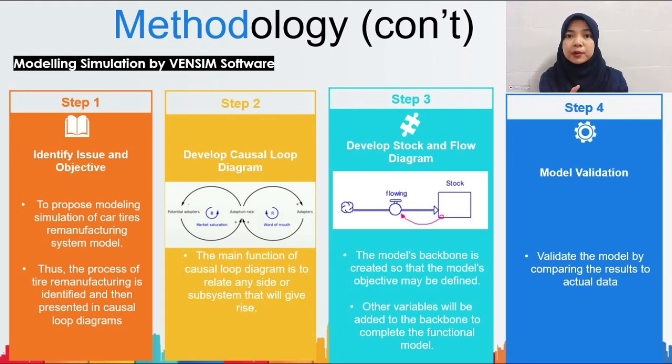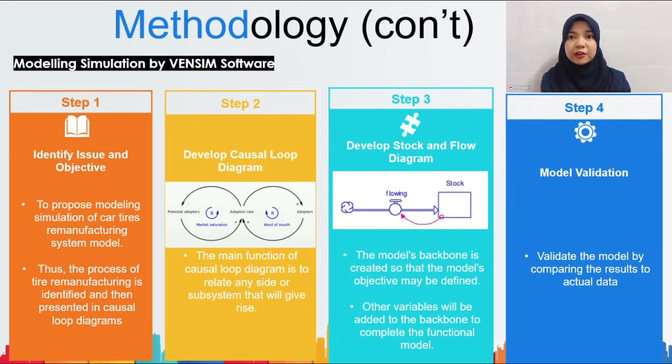Next, developing the causal loop diagram. The main function of the causal loop diagram is to relate any system or subsystem that will give rise to behavior. Causal loop diagrams get their name from the fact that each link has a causal interpretation. An arrow pointing from A to B indicates that A is the cause of B. Causal loop diagrams can help in the understanding and communication of complex structures.